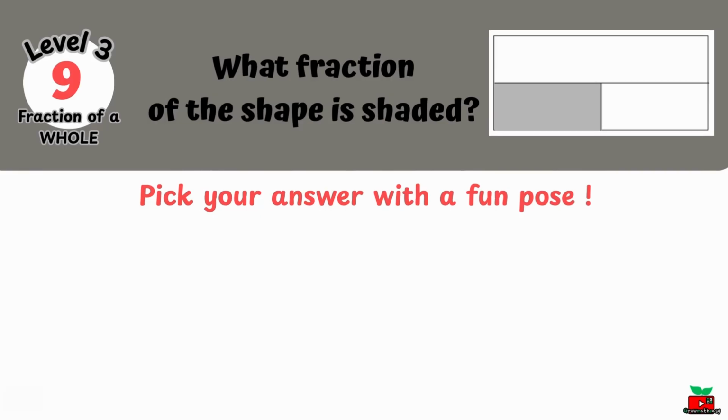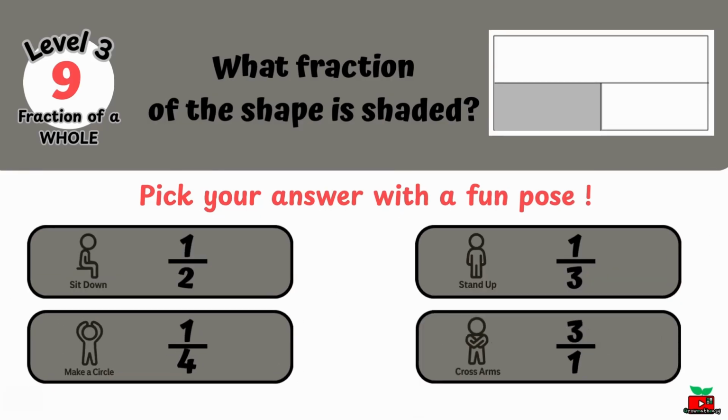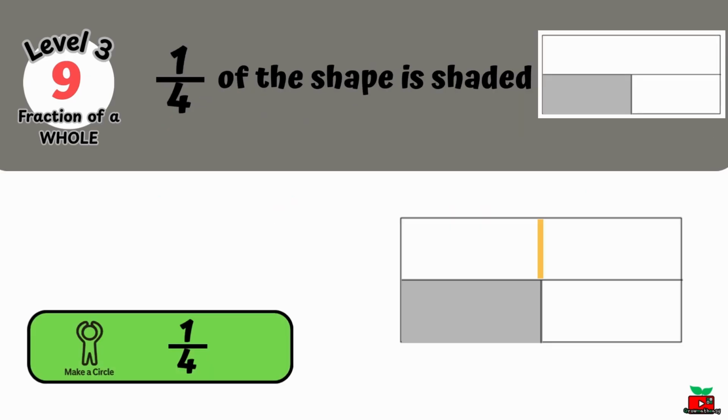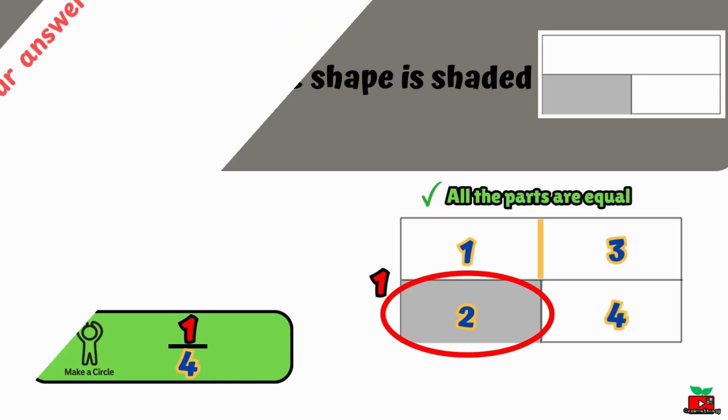What fractions of the shape is shaded? 1 over 2, 1 over 3, 1 over 4, or 3 over 1? 1 over 4. Add a line to divide the shape into 4 equal parts with 1 part shaded.